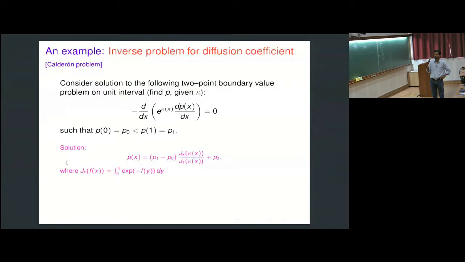The forward problem says that given this kappa, can you tell me what the value of P is? The e to the power of kappa is some sort of a density or profile of the domain. And the goal is to solve this equation, given kappa.